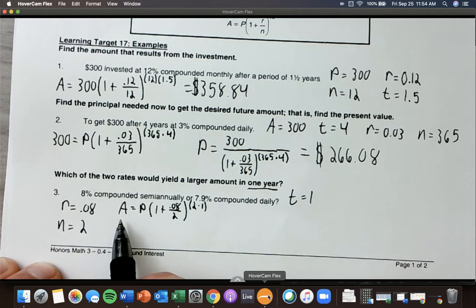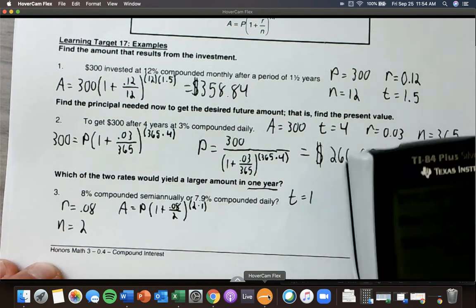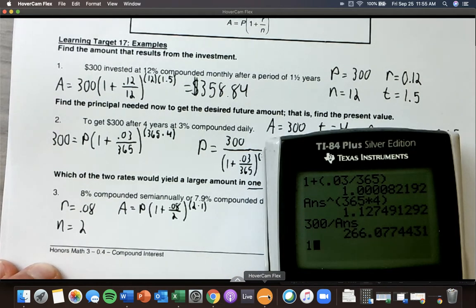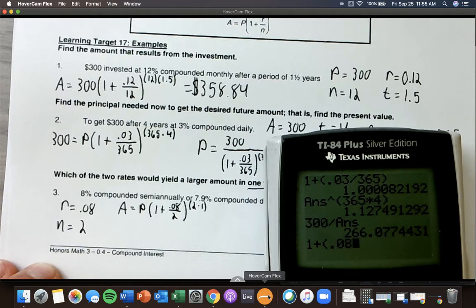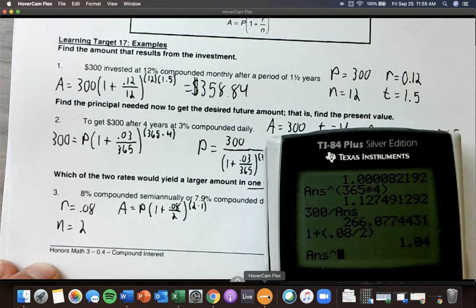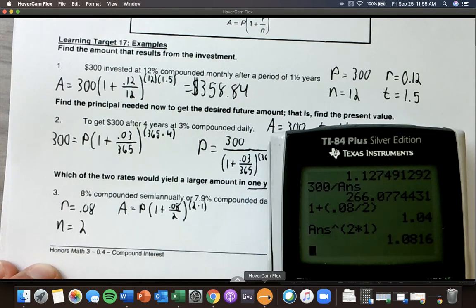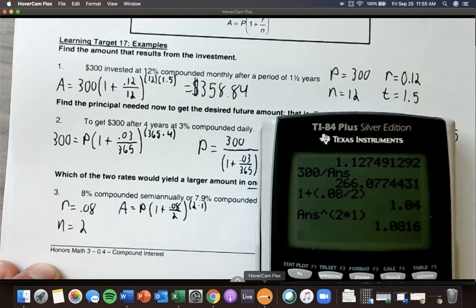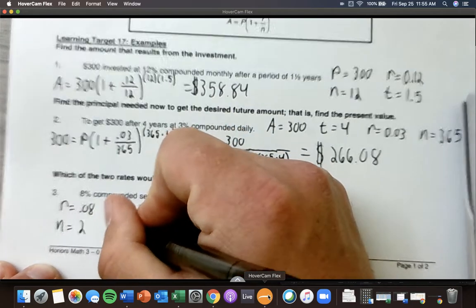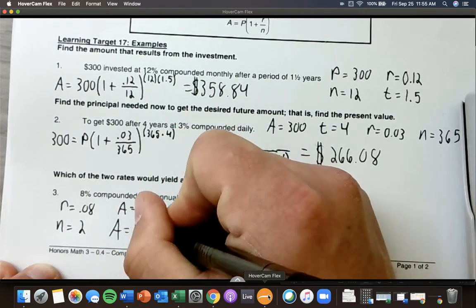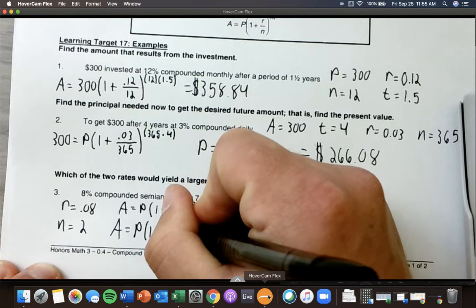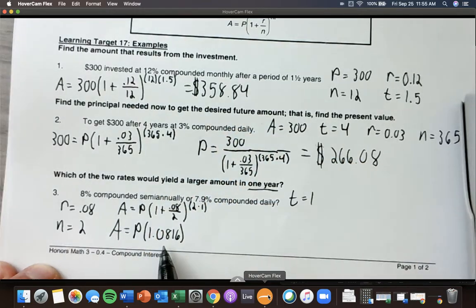Right, now we can't do anything with a and we can't do anything with b, but we can solve all of this right here, right? So we can say 1 plus 0.08 divided by 2, all raised to the 2 times 1, which is just 2, and we get 1.0816. So this is going to be A is equal to P times 1.0816. And this is really the number we're looking for, right?